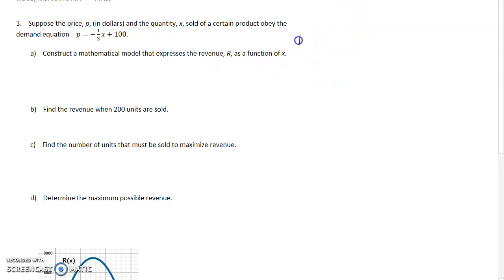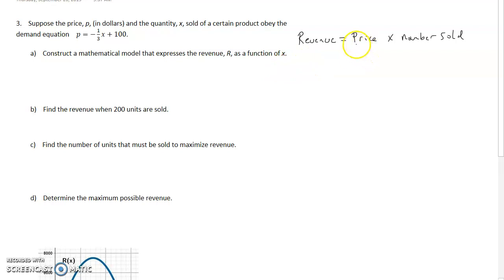So one thing we need to know is revenue is equal to what we sell an item for, let's just call it the price, times the number sold. Does that make sense? Like if I sell shoes at $50 a pair and I sell 10 pairs of shoes, I've made $500. You multiply the price that you're selling it for by the number that you sell.